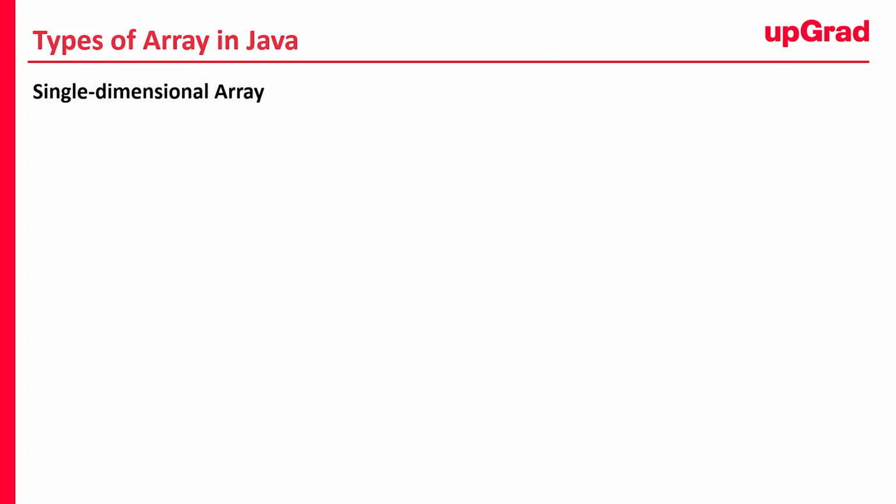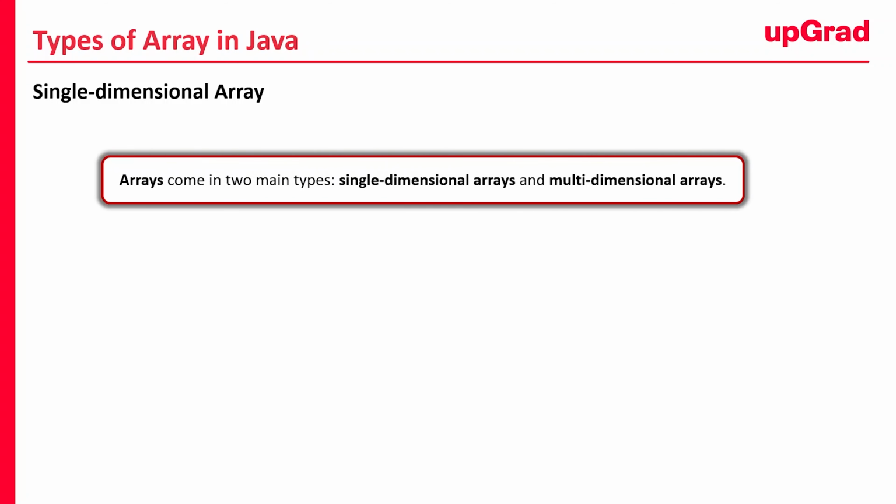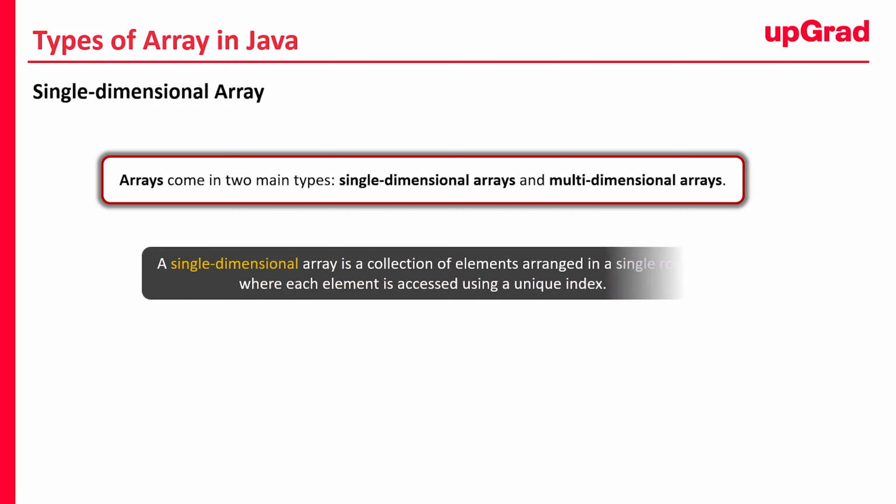These allow you to store and manage multiple values efficiently, but they differ in how they are structured and accessed. So in Java, arrays come in two main types: single dimension arrays and multi-dimensional arrays. Alright, so first we have single dimensional arrays.